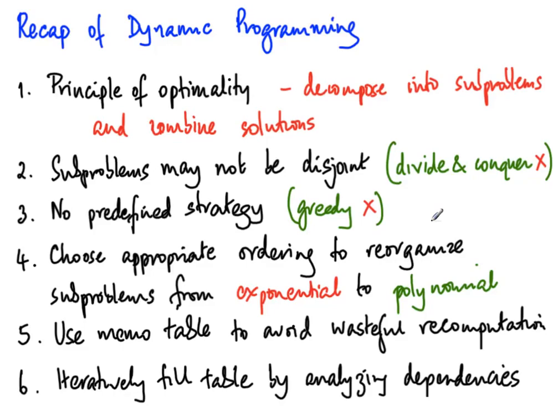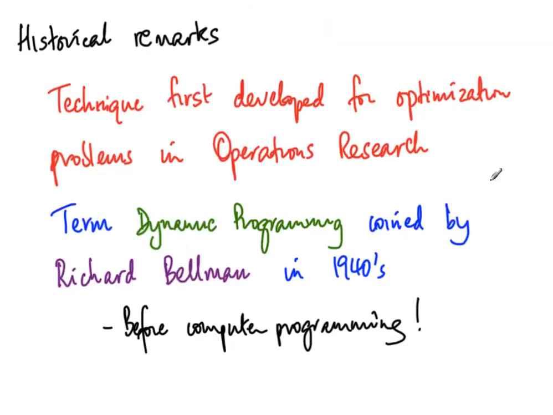Instead of using recursion, we can now fill up this table iteratively if we analyze dependency and ensure that we insert a value into the table only when all the values that it depends on have already been inserted. And this can usually be done quite easily by looking at the recursive formulation of the problem. So in this unit, we will see several other examples of problems which can be solved efficiently using dynamic programming.